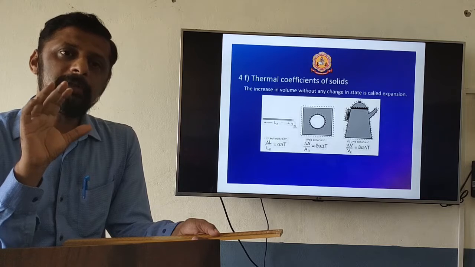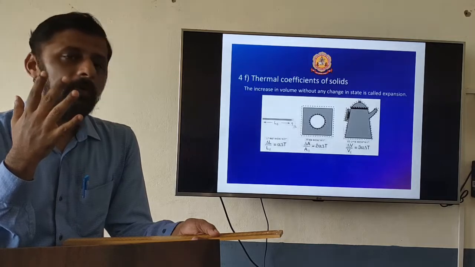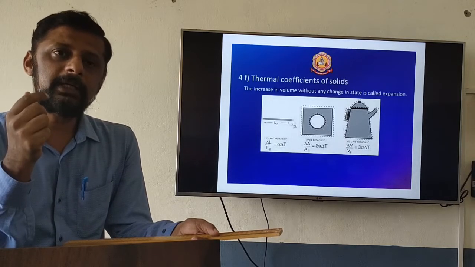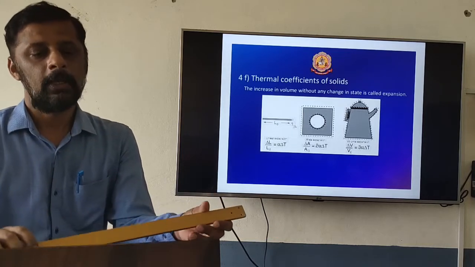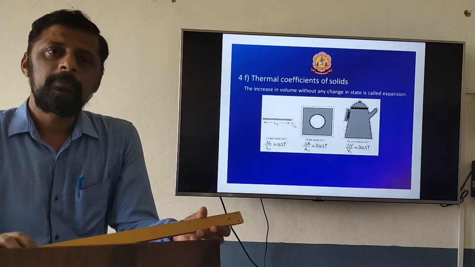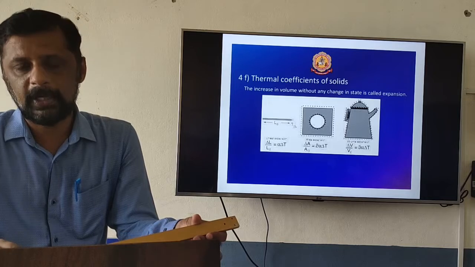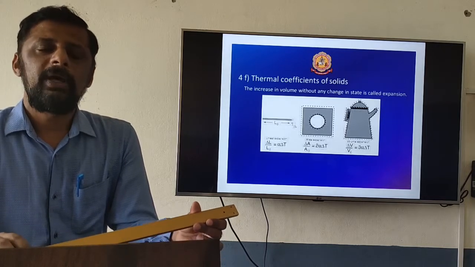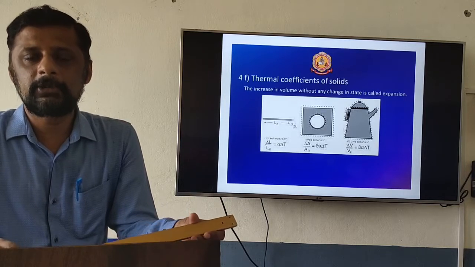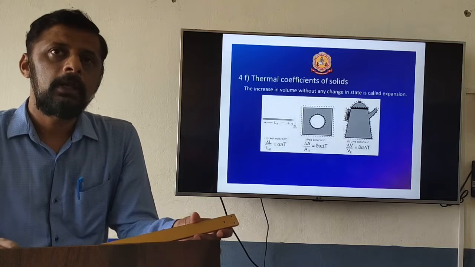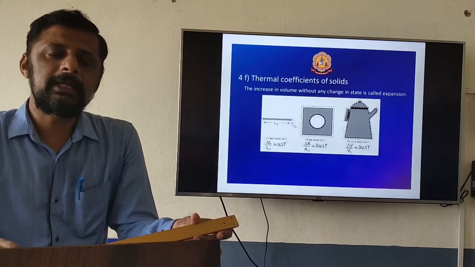Solids can have three types of expansion: area expansion, linear expansion as well as volume expansion. So first one, linear expansion in solids. When heat energy is supplied to the solid, if its length is increased, then that type of expansion is called linear expansion. Otherwise, if its area is increased, then it is called area expansion or superficial expansion. Otherwise, if the volume increases, then that is called volume expansion.